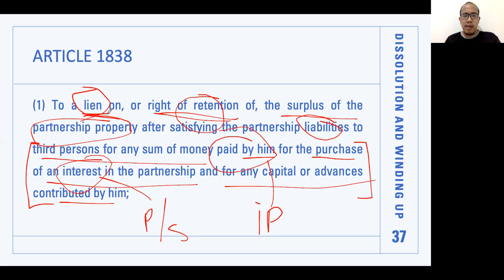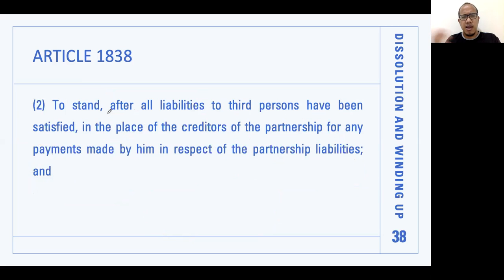That between the innocent partner and the guilty partner, dapat mauna or may lien yung innocent partner with respect to the surplus of the partnership property after satisfying the partnership liabilities kapag meron siyang binayaran na sum of money, for interest in the partnership, for capital or advances contributed by him, dapat mauna palagi si innocent partner. Siyempre naman. To stand, karapatan daw niyan tumayo, to stand after all liabilities to third persons have been satisfied in the place of creditors of the partnership for any payments made by him in respect to partnership liability.